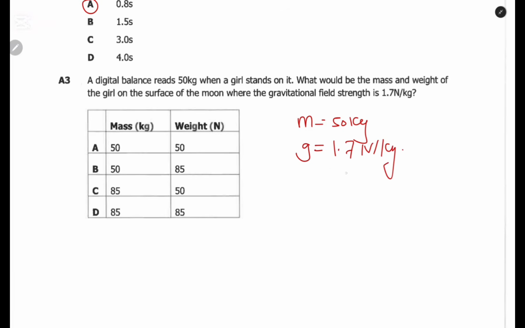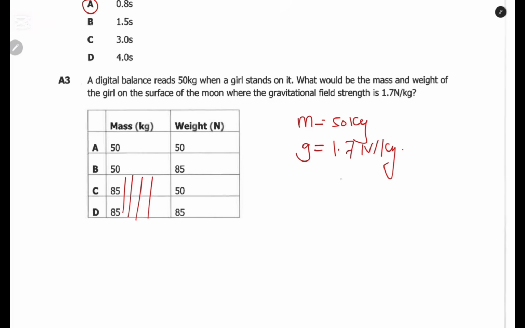Now, one thing you should know about mass is that mass does not change. So when they ask you on the moon, mass will still be 50. So here we are looking for the answer that has the mass 50. So these two, we can cancel them in advance, because mass cannot change. So we have A and B.